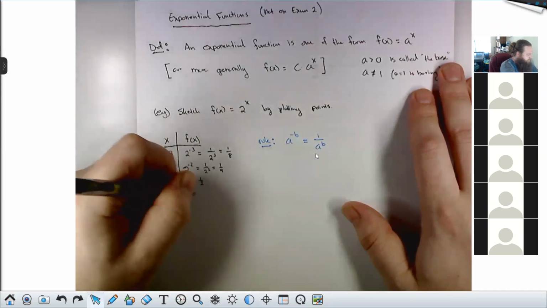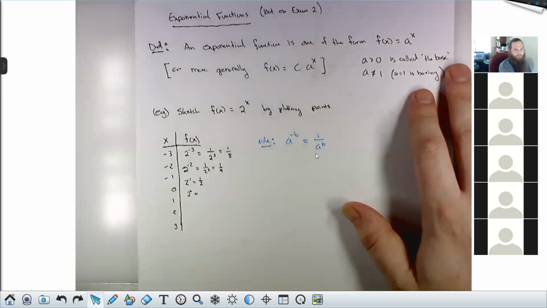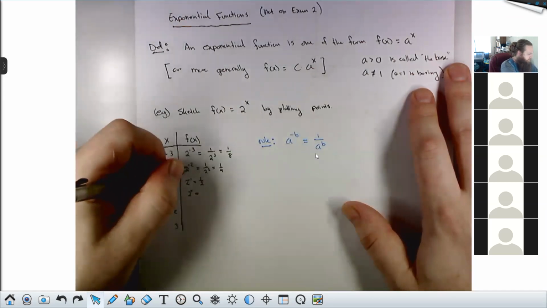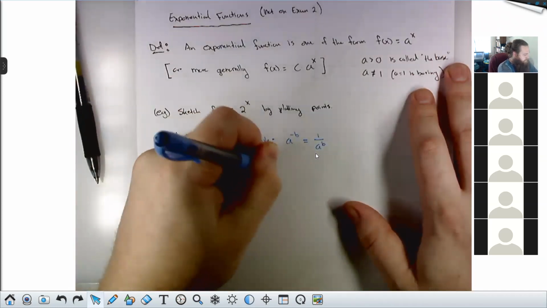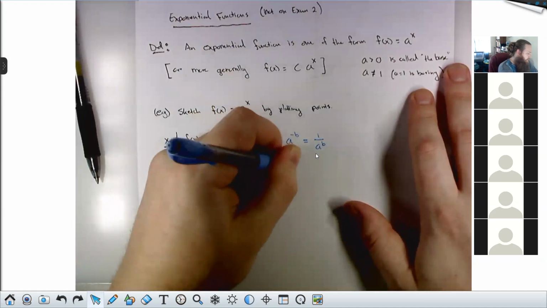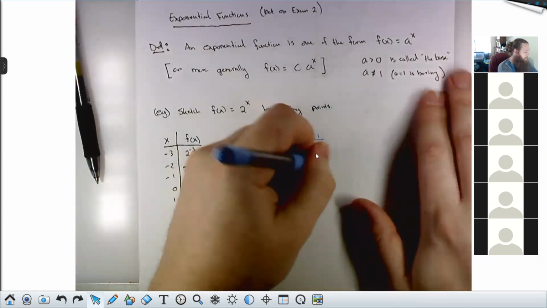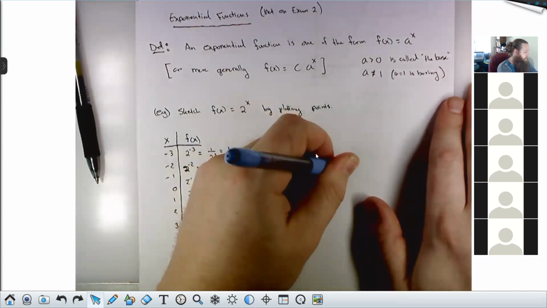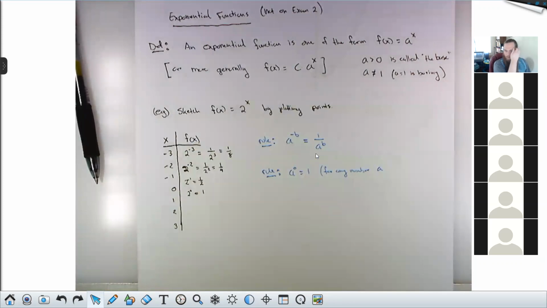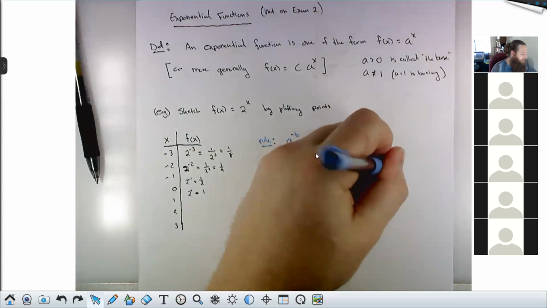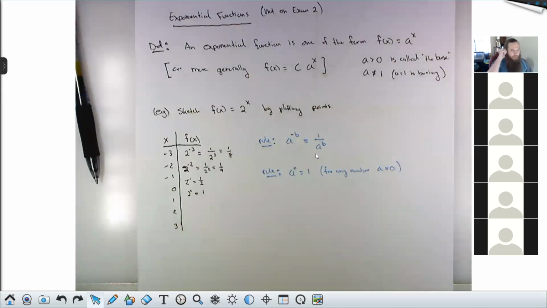2 to the 0, what's that? 1. Yeah, good. 2 to the 0 is 1. And there's a rule here also. A to the 0 is always equal to 1 for any number A, with one exception. What number can I not raise to the 0 nicely? Zero. Yeah, good, right? So there's two rules that would kind of be in conflict there.